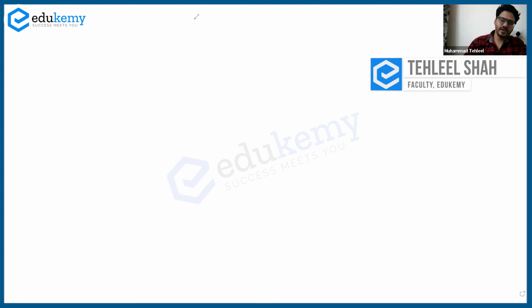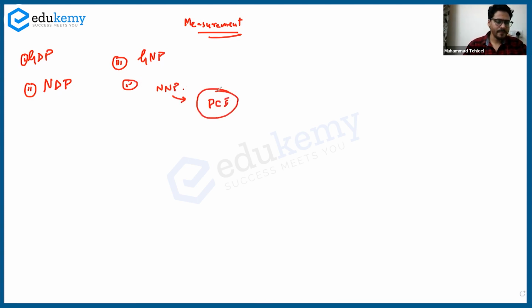Beginning today's lecture, in the last lecture we covered some very important concepts like the measurement of national income. We covered the gross domestic product, GDP, and the net domestic product, NDP. We also covered GNP, gross national product, and NNP, net national product. Then from net national product, we also covered per capita income, PCI.